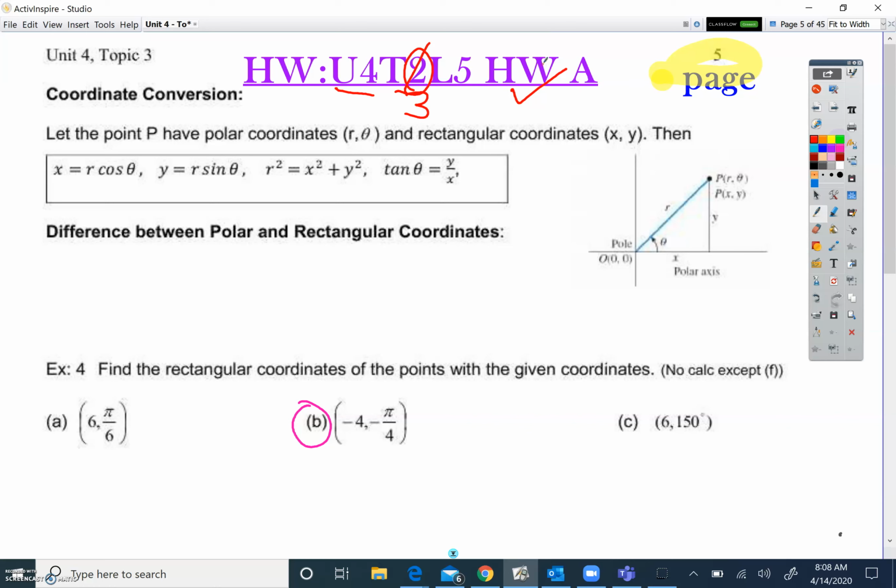If you remember, I handed out 2 packets and a progress check review. This is the Polar packet, so if you have that packet, you can follow along and take notes on page 5. If you do not have that packet, you can go on to my MCPS and the Google Drive link, and you can get a copy of the packet there under Unit 4, Topic 3.